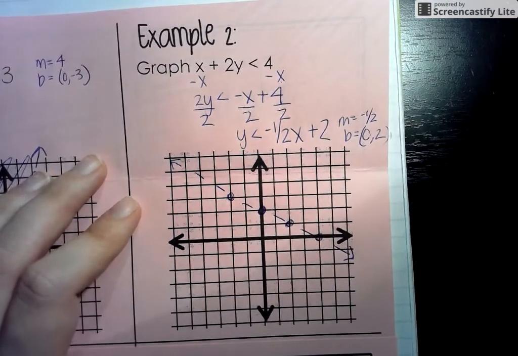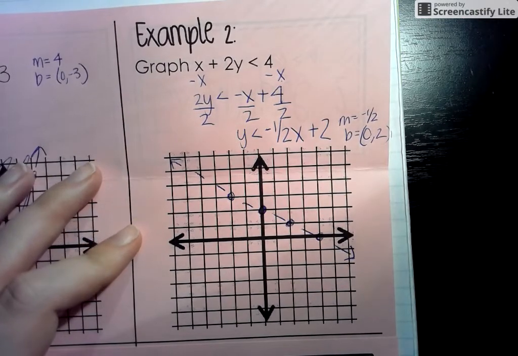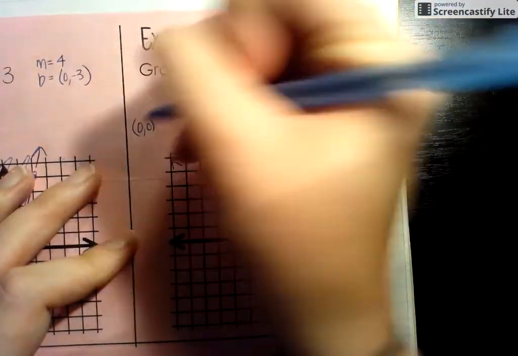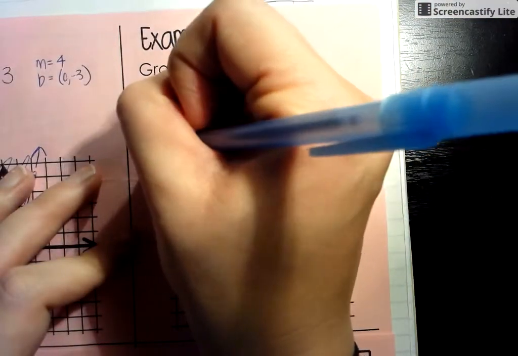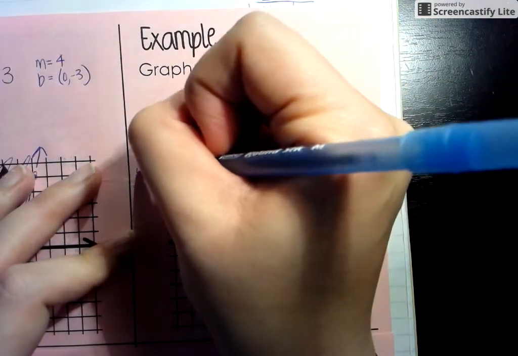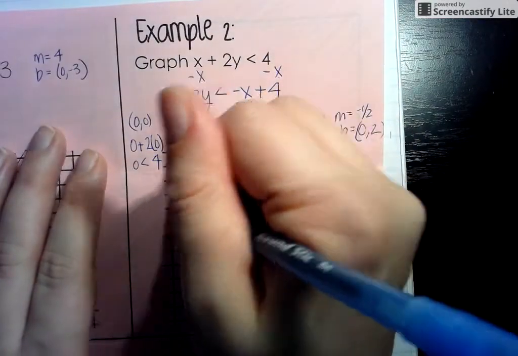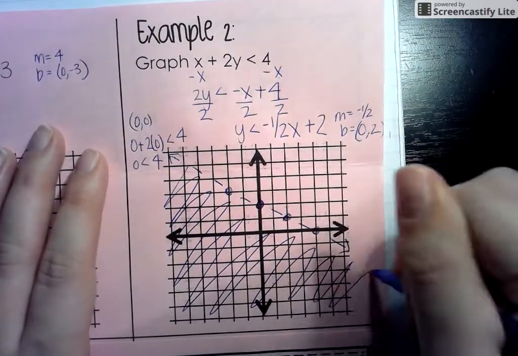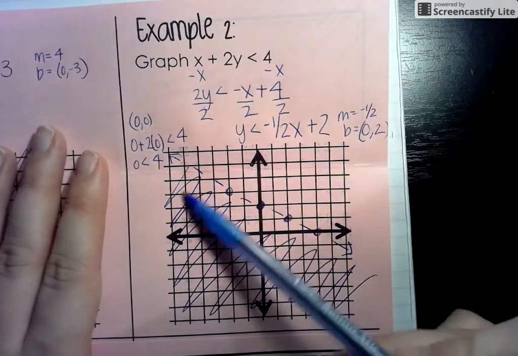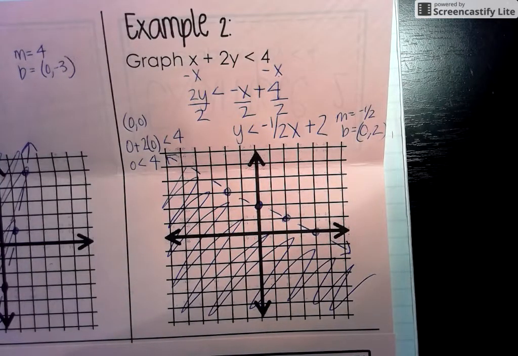Now again, you have to pick a point to the left or right to see if it is true or false, and you want to shade in that direction. So in this case, we're going to choose 0, 0. We're going to use our original equation. So we have 0 plus 2 times 0 is less than 4. So is 0 less than 4? Yes, that is true. So we're going to shade down. Now in this case, you could have looked at the less than symbol, and that means you would shade down because it's less than that value. So you could use that also as a trick.